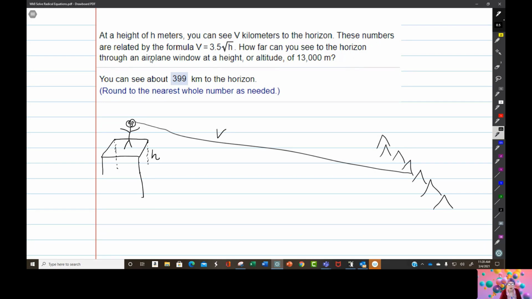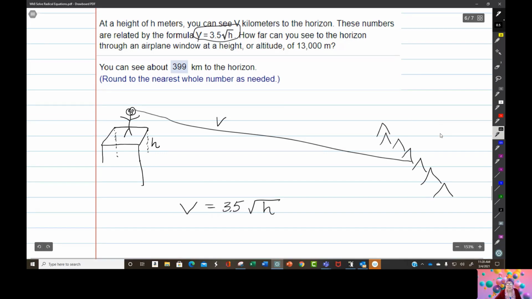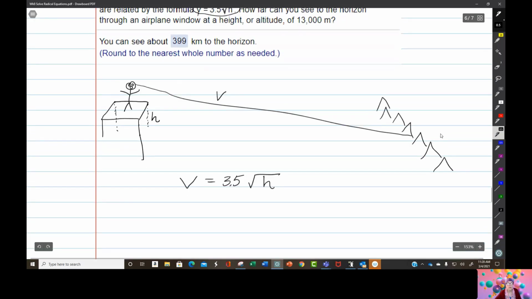Now these numbers are related by, I have to work on this story and the artwork, obviously. These numbers are related by this formula. Thank goodness they gave us a formula. V, the distance in kilometers to the horizon, equals 3.5 times the square root of your height above the ground. How far can you see to the horizon? What is v?